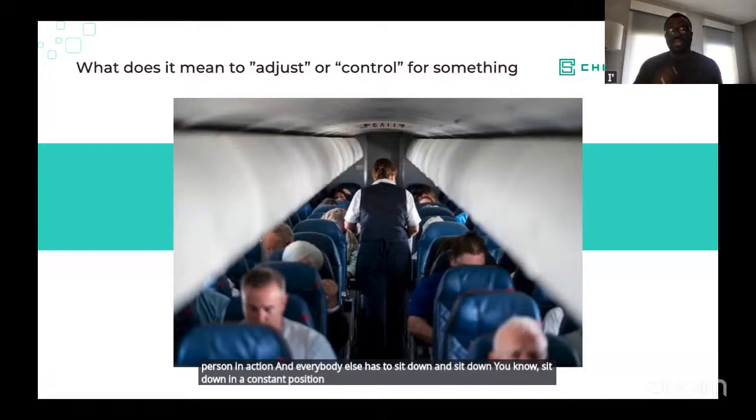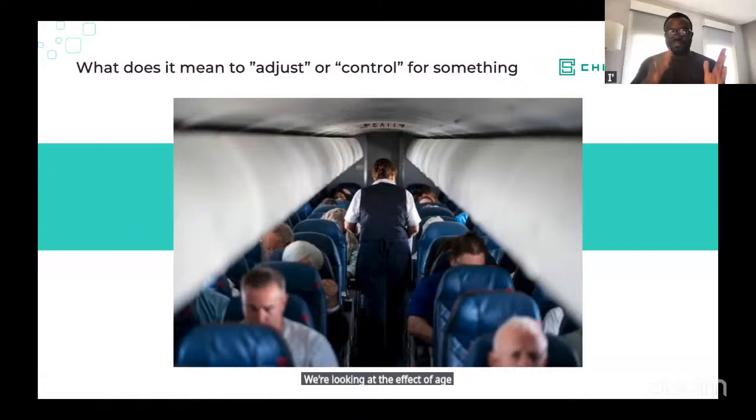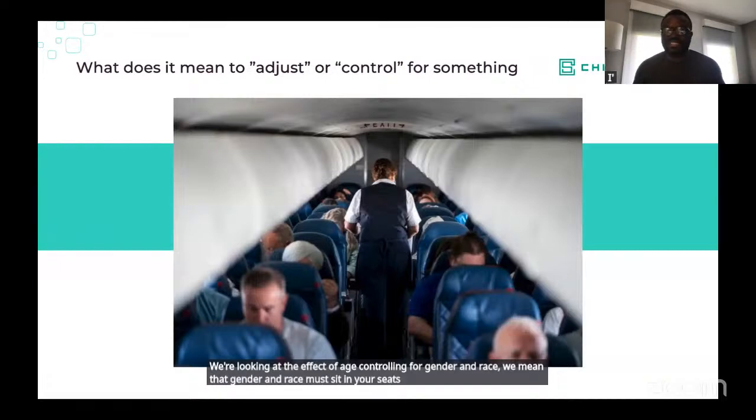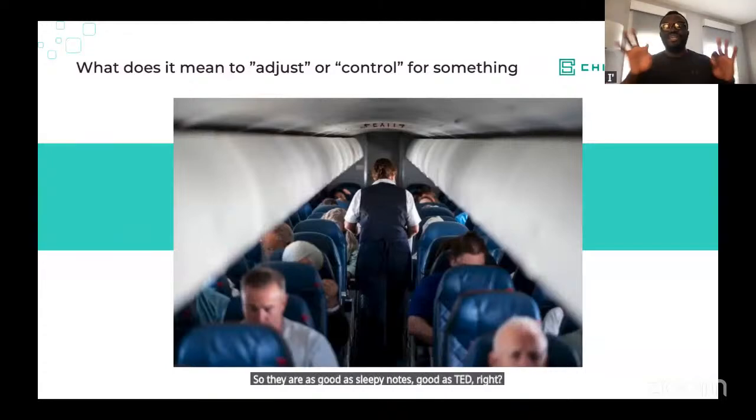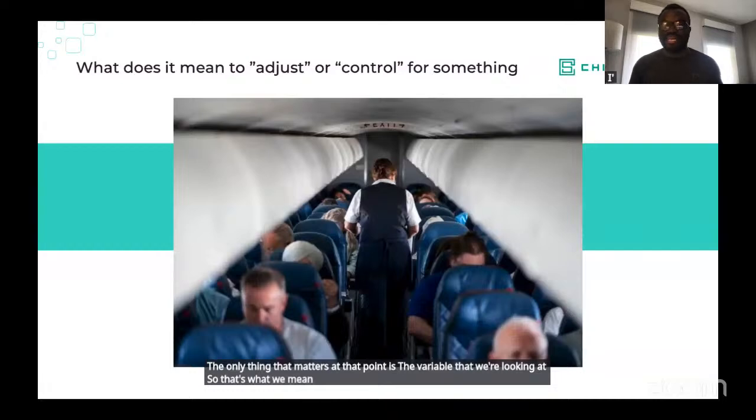So when we say that we're looking at the effect of age, controlling for gender and race, we mean that gender and race must sit in their seats and must strap on their belts and must not do anything. So they are as good as sleeping or good as dead, right? The only thing that matters at that point is the variable that we're looking at. So that's what we mean controlling for. It means that we hold that variable constant.